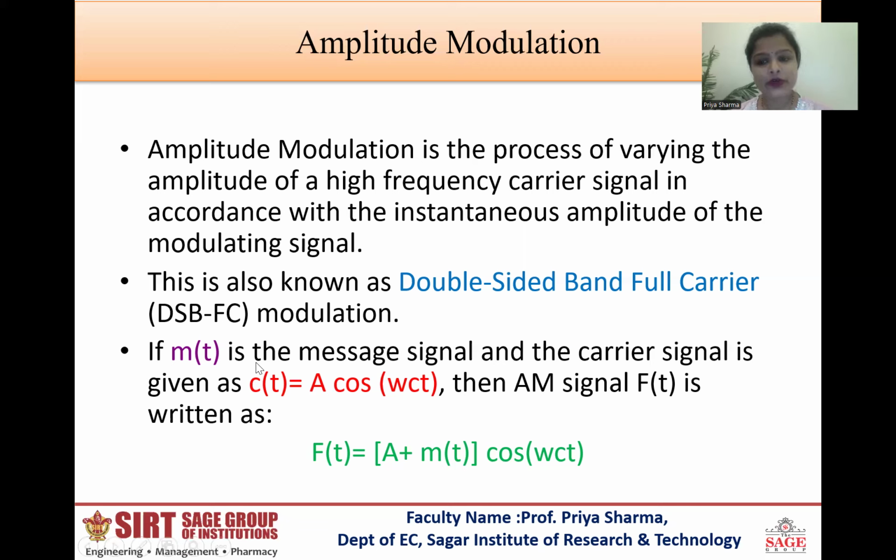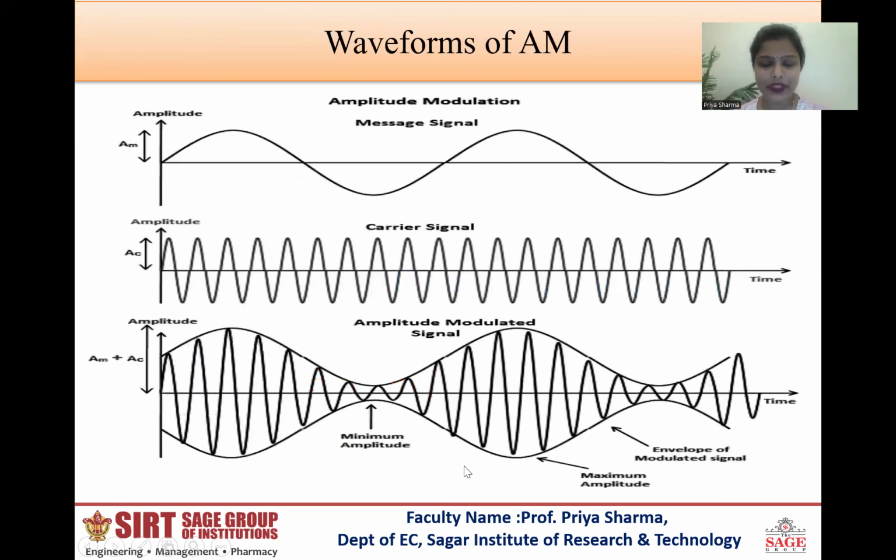If m(t) is denoted as the message signal and the carrier signal is given as c(t) = A cos ωc t, where ωc is the frequency of the carrier wave, then the AM signal, denoted by f(t), is written as f(t) = [A + m(t)] cos ωc t. This is the basic waveform of how the modulation takes place. Suppose this is our message signal, whose amplitude is given as Am. This is the instantaneous amplitude of the message signal. Ac is the instantaneous amplitude of the carrier signal. This is the high frequency carrier signal.